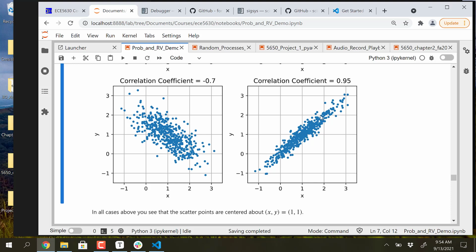That all makes sense, right? That ellipse becomes a line, so you know with extremely high confidence, essentially perfect confidence, that y is related to x.